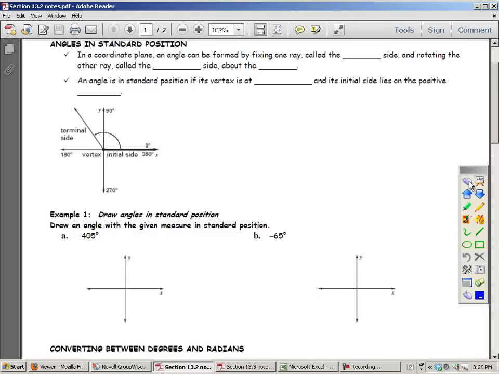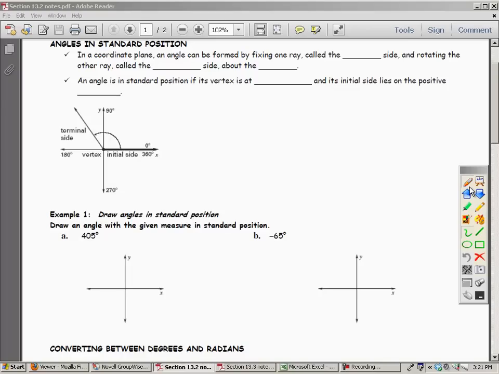Welcome to section 13.2. We're dealing with angles and what we call radians. And we're going to talk about basically how do we get from degrees to radians, how do we use some formulas, things like that. So let's start from the beginning with going back to geometry and talking about how to put an angle on a coordinate plane.